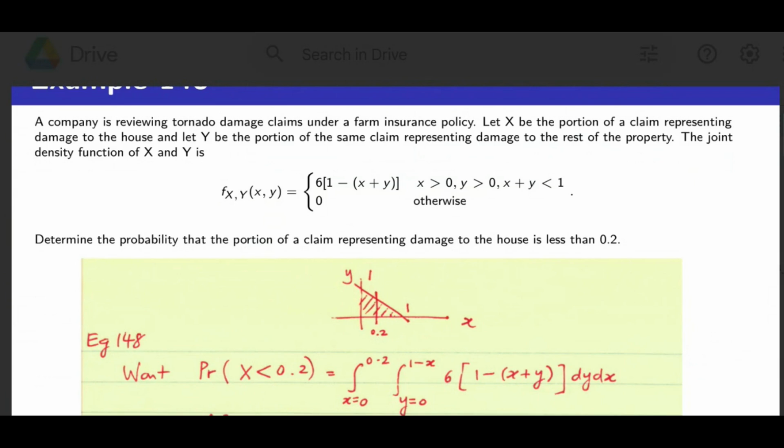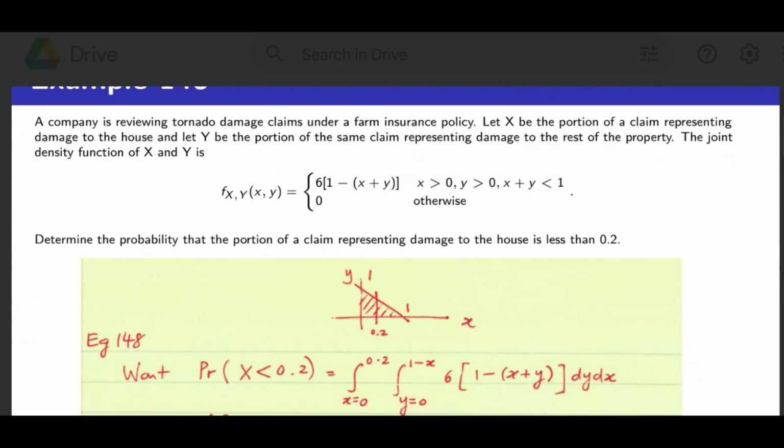But what's the equation of this line? This line is y equals 1 minus x. So it stops here. And then these vertical lines that I draw will range from 0 to 0.2, and we're done. That's it. That's the probability that you want. Integrate over the region of interest.